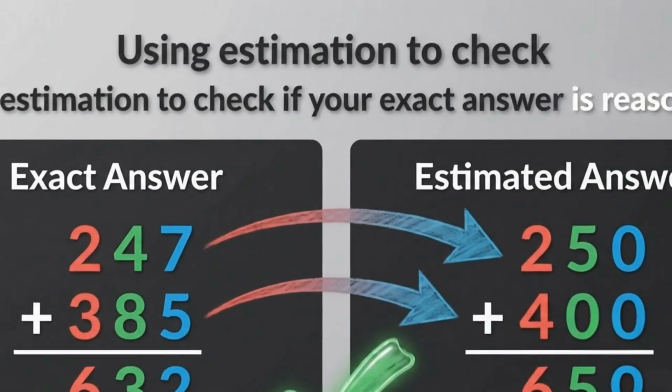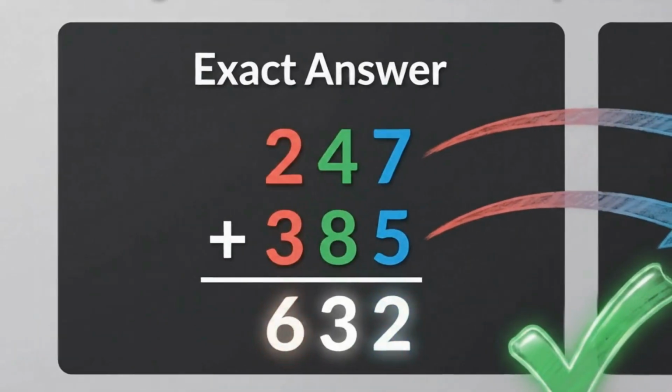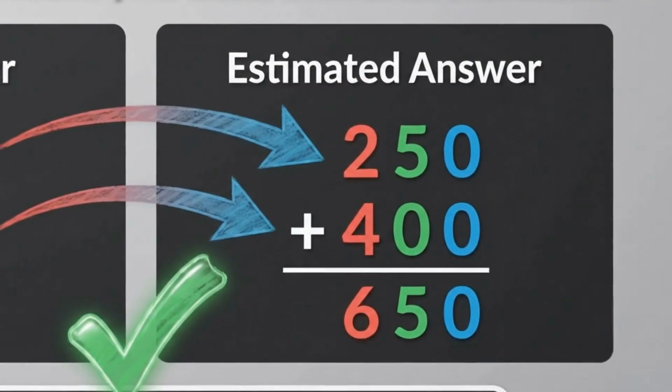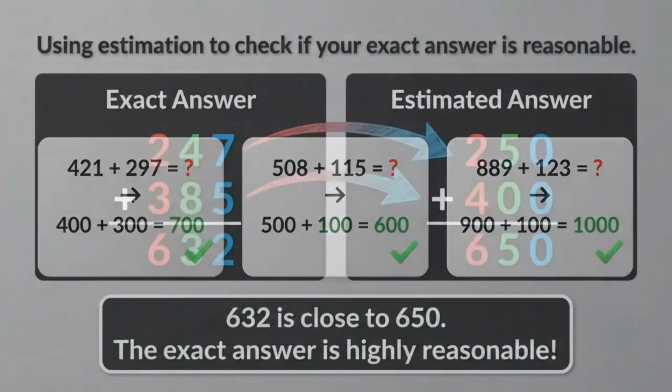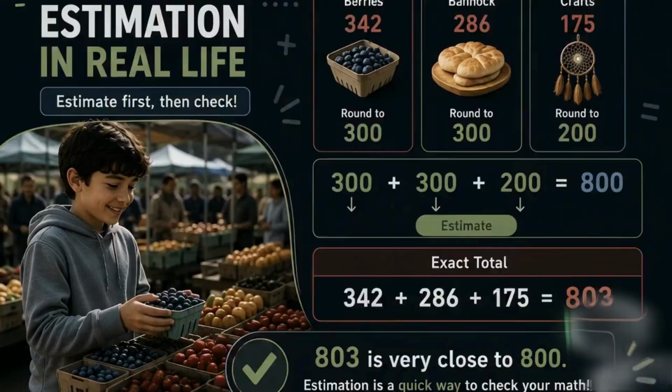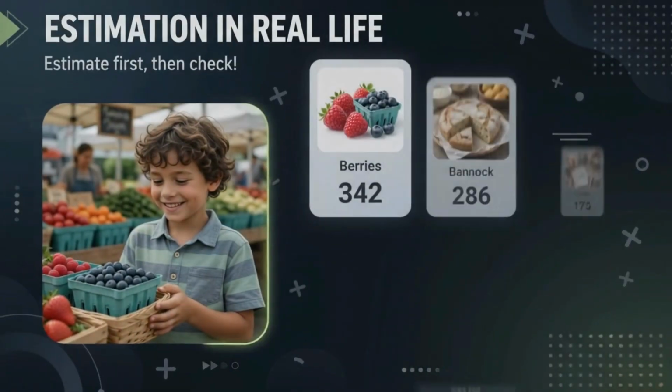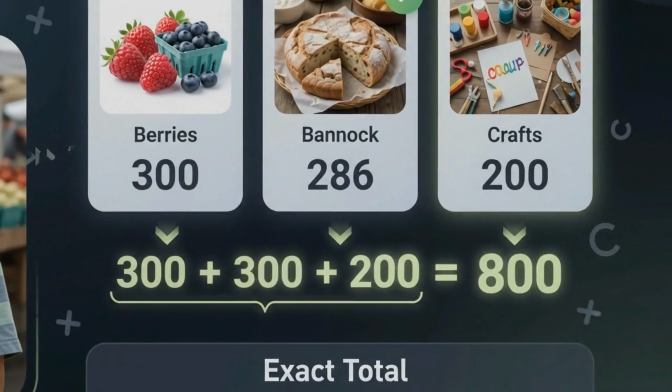If our exact answer is totally wild compared to our estimate, we know we probably need to go back and double-check our regrouping. Let's try this with our farmer's market inventory. We had 342, 286, and 175. Let's round those out so they're super easy to add in our heads. 342 is pretty close to 300, 286 is basically 300, and 175 is close to 200. So 300 plus 300 plus 200 equals an estimated 800 items.